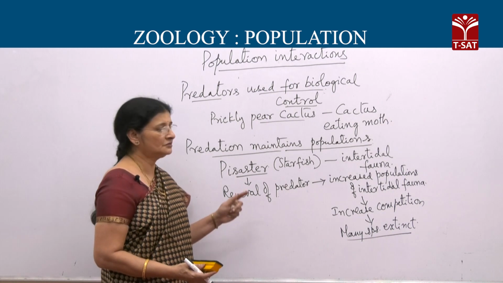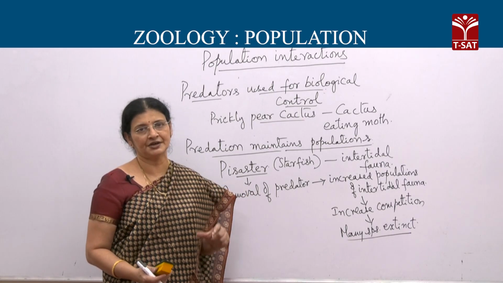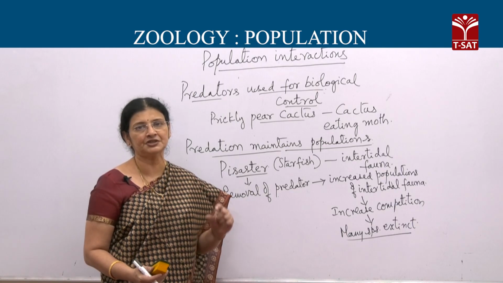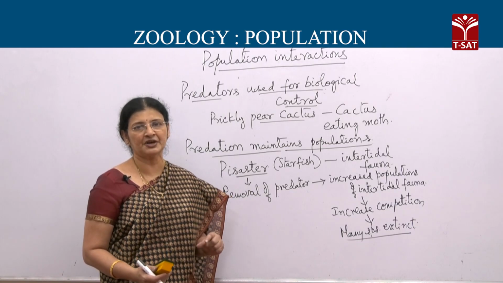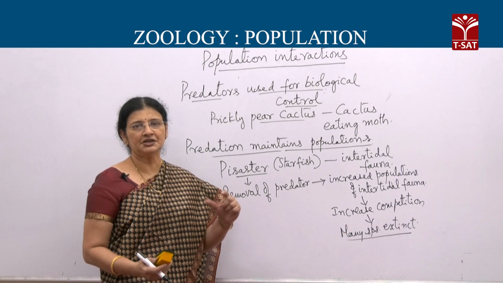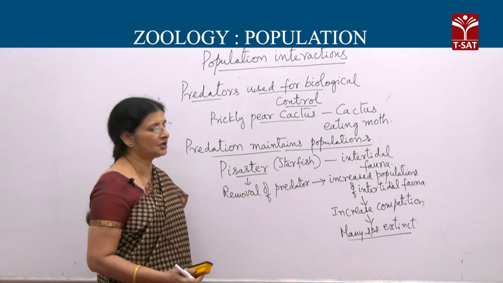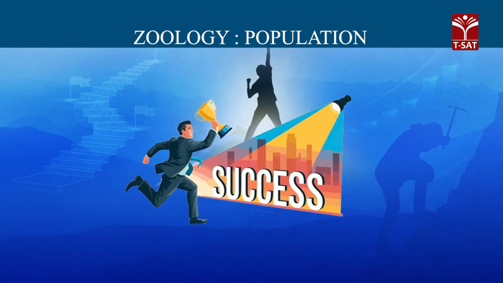Interspecific competition also affects the size, because they are competing for the same type of food, and they require space. So all this increases the competition, the struggle for existence. So that led to the extinction of species.